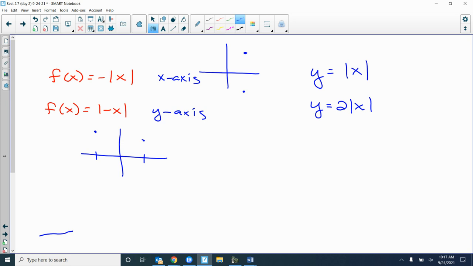What would compress it vertically? Okay. By having a fraction inside the absolute value. Not vertically. It'd still be outside. So if it's outside, like y equals 1/3 absolute value of x, that would compress it vertically.